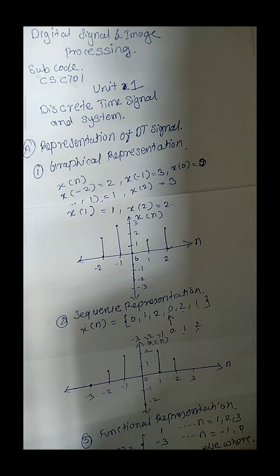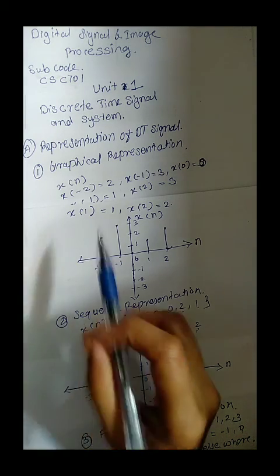We are going to learn representation of a discrete signal, which is the next part of digital signal and image processing. There are three types of signal representation: graphical representation, sequential representation, and functional representation. So we are first starting from graphical representation. In graphical representation, each signal is represented separately.